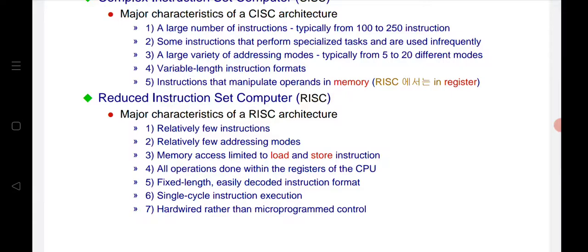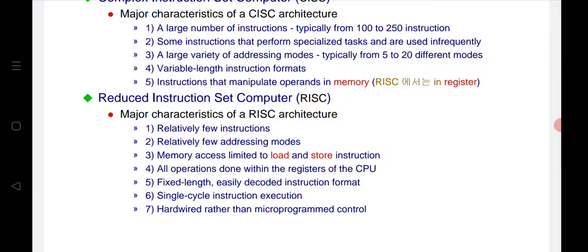You have fixed length instruction formats which can be easily decoded. You have single cycle instruction execution, and a hardwired control unit rather than a microprogrammed control unit.